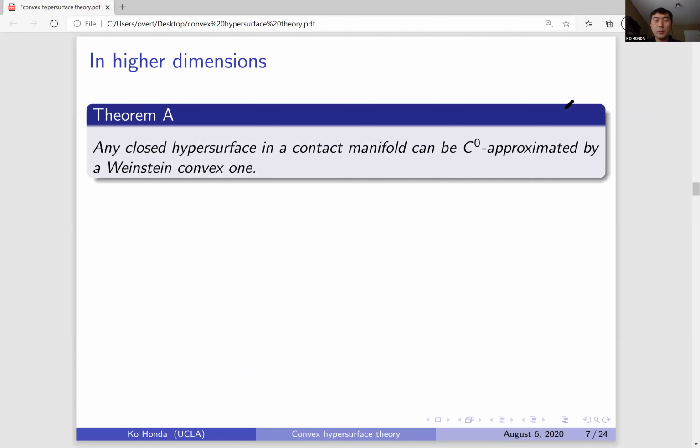Okay, and what can you do in higher dimensions? There's Theorem A and B, and then maybe there's something else that's related later. A closed hypersurface in a contact manifold can be C0 approximated by a Weinstein convex one. So someone gives you a closed hypersurface, and I can wiggle it, in a C0 small way, and then get something that's Weinstein convex.